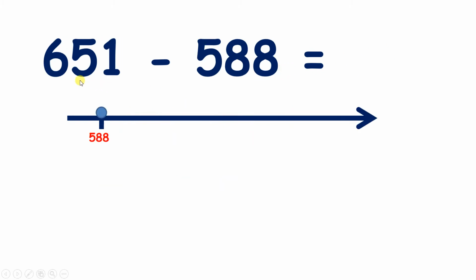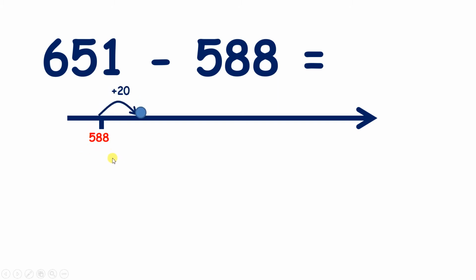Now we have 651 minus 588. Now the hundreds digit is different for these numbers, so you might think we need to start by adding hundreds. But if we add 100 to 588, we would get 688, and that would be too many. So we need to start by adding tens.